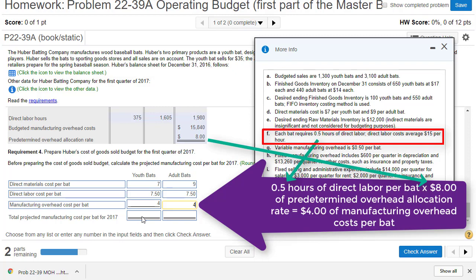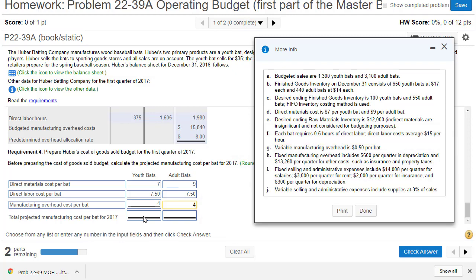So those are our total manufacturing costs per bat. So we're going to add these up. $7 and $7 is $14 plus $4.50. So that's $18.50 per bat. And for this, we've got $20.50 per bat.